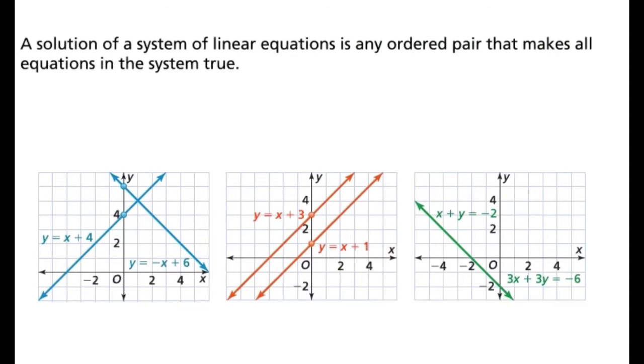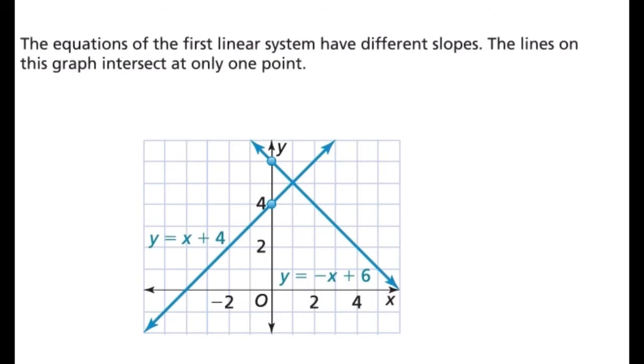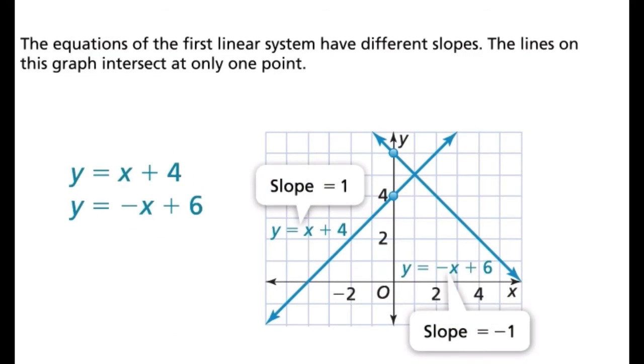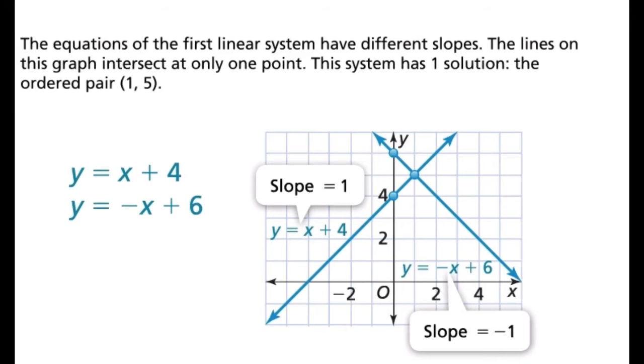A solution of a system of linear equations is any ordered pair that makes all equations in the system true. The equations of the first linear system have different slopes. The lines on this graph intersect at only one point. The system has one solution, the ordered pair (1, 5), or x equals 1 and y equals 5.